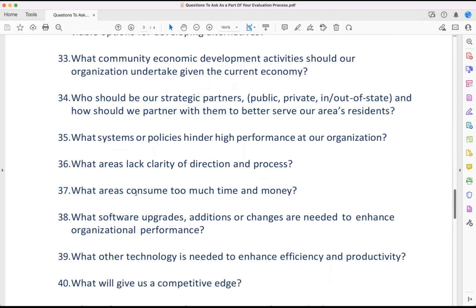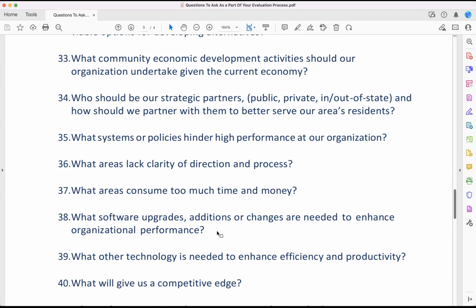Something else along the same lines, number 38, is what software upgrades, additions, or changes are needed to enhance your organizational performance. Our organizations tend to waste a lot of time using software and technology that is out of date and slow, and that causes our work to be delayed. If you're always getting hacked or your computer keeps crashing, where do you need to invest your time and your resources to upgrade your technology and your software or to make changes?